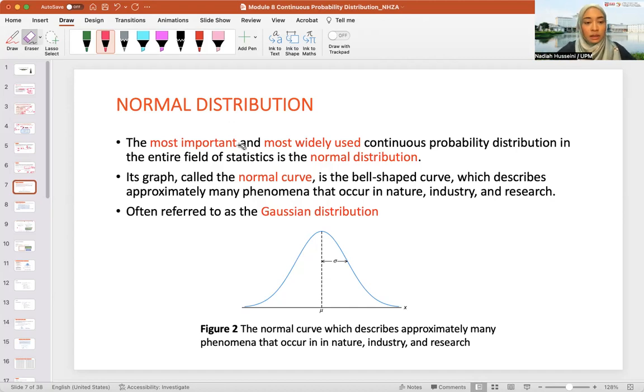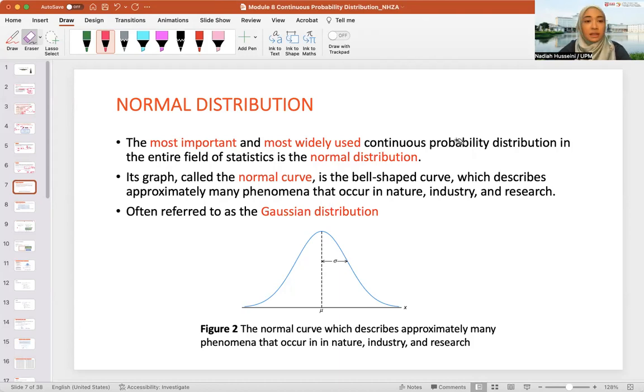Don't get confused. So moving on to the next distribution, which is the normal distribution, the most important and most widely used. Yes, correct. Because we use the normal distribution all the time. If you don't know this, your grades are based on the normal distribution.